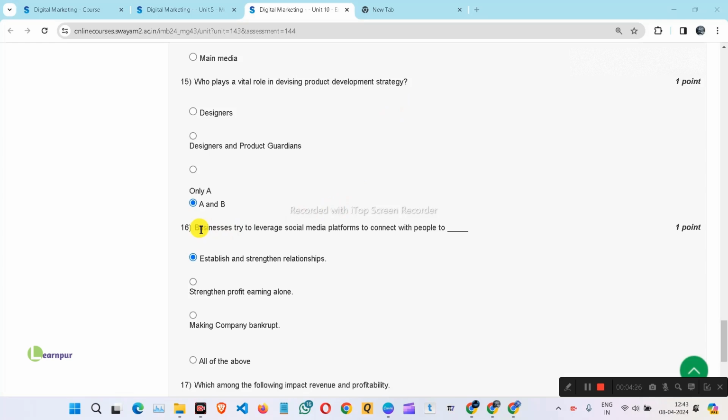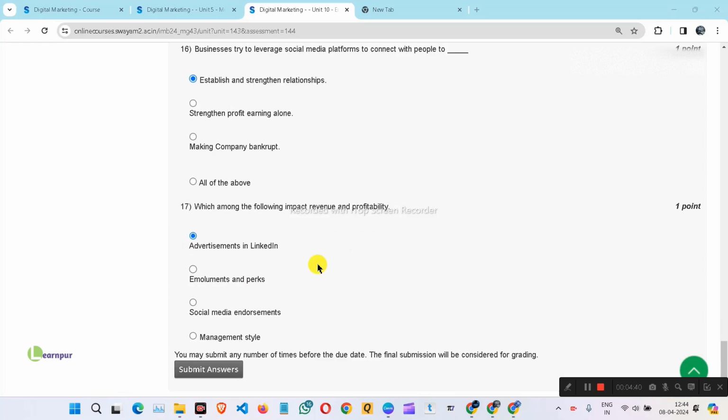On question 16, businesses try to leverage social media platforms to connect with people to dash. The answer will be option A, establish and strengthen relationships. Okay, let's come to our last question. On question number 17, which among the following impact revenue and profitability? The answer will be advertisement and LinkedIn.